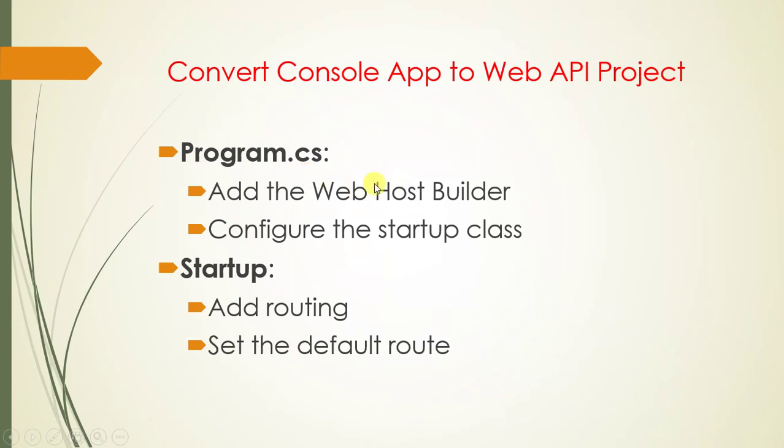We are going to do the below changes in our program.cs class file. Okay, what are those changes? First, we have to add the web host builder. Second, we have to configure the startup class. Once we are done with the program.cs file, we have to focus on the startup class. In the startup class, we need to add routing, then we need to set the default route.